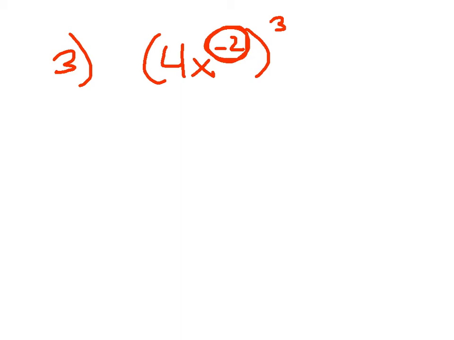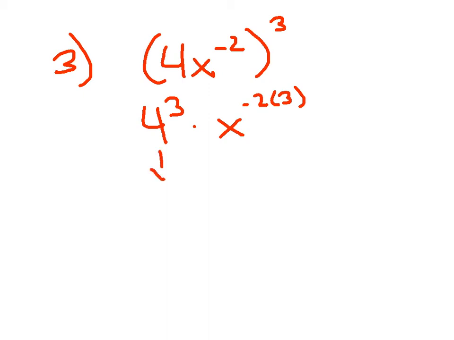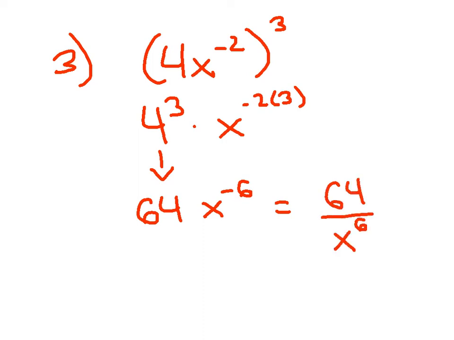Okay, let's now simplify this. Since each of these parts is raised to the power of 3, I'm going to rewrite it as 4 to the third times x to the power of negative 2 times 3. 4 to the third power is just equal to 64. And negative 2 times 3 is negative 6, and we want to write this so that we have no negative exponents. So this whole thing equals 64 all over x to the power of 6.